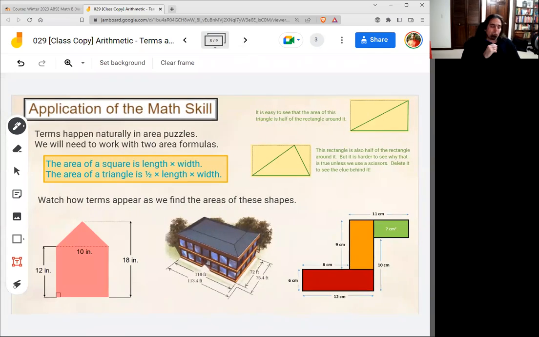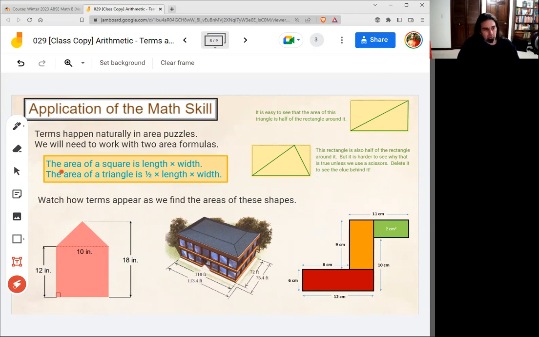Where do we get terms in real life? We get them with lots of area puzzles. And by puzzles, I mean we have more than one shape touching each other. This house kind of thing has a square and a triangle. We can do these kinds of problems.